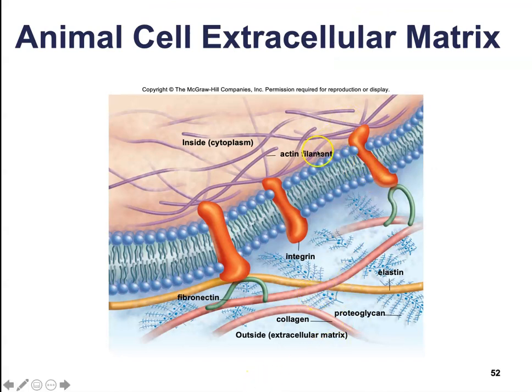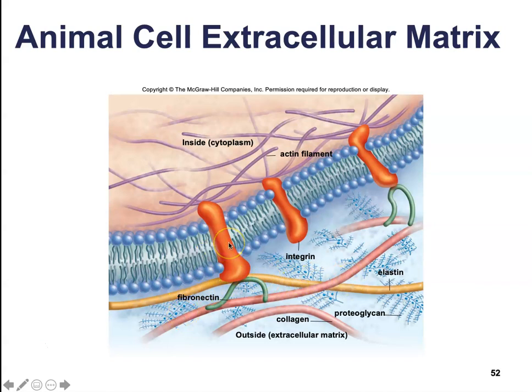This is showing you here your cytoskeleton, which we talked about, composed of actin filaments, intermediate filaments, and microtubules. The actin filaments are the ones that are really close to the plasma membrane. You can see that these integral proteins bind to the cytoskeleton, and they're also bound to the extracellular matrix, some of these proteins that I mentioned in the last slide.